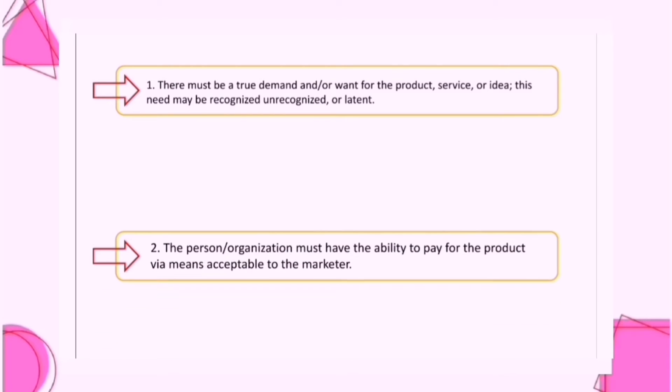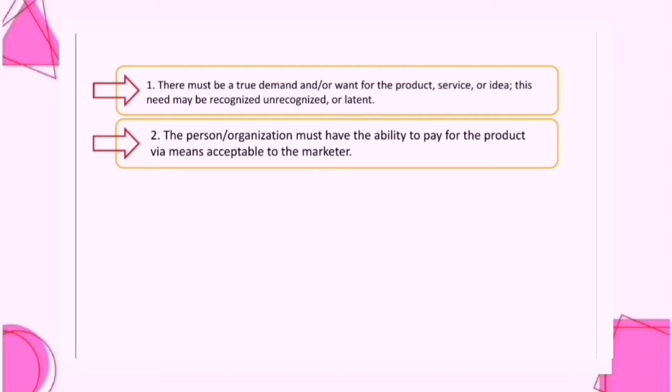The second criteria is the person or organization must have the ability to pay for the product via means acceptable to the marketer. So, kailangan ng mga person daw at organization have the ability to pay for the product in a way that is acceptable to the marketer or to the one that promotes or sells a product or service.